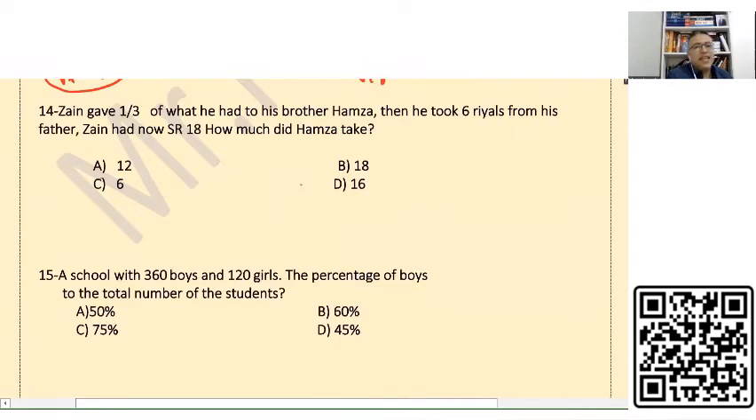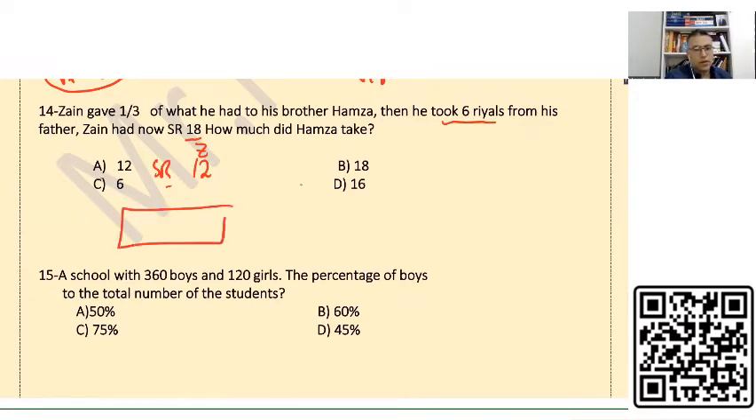Question number 14, Zain gave a third of what he had to his brother Hamza. Then he took 6 riyals from his father. Zain had 18 now. So let's stop here. Before Zain takes 6 riyals from his father, how much does he have? He has 12 riyals. Zain right now has 12. And he gave a third of what he had to his brother. After he gave a third of what he had to his brother, the remainder is 12.